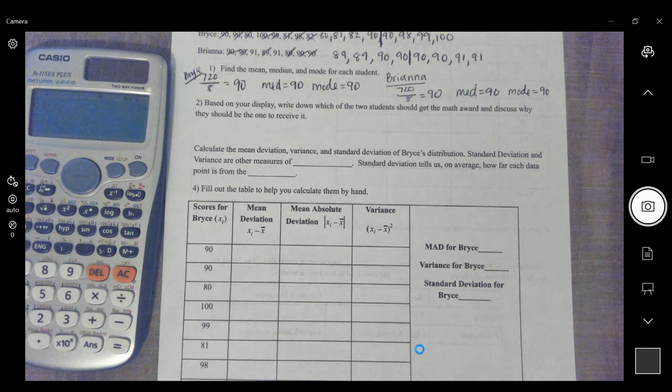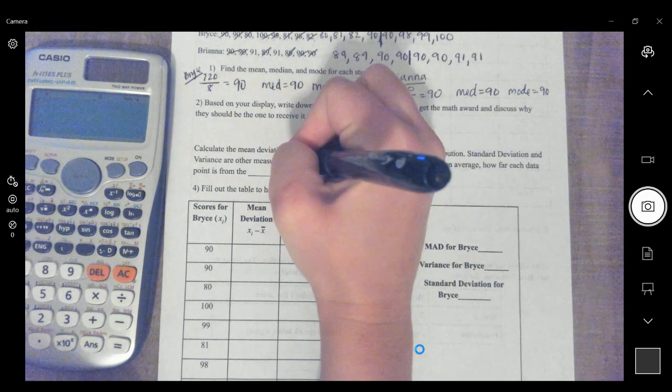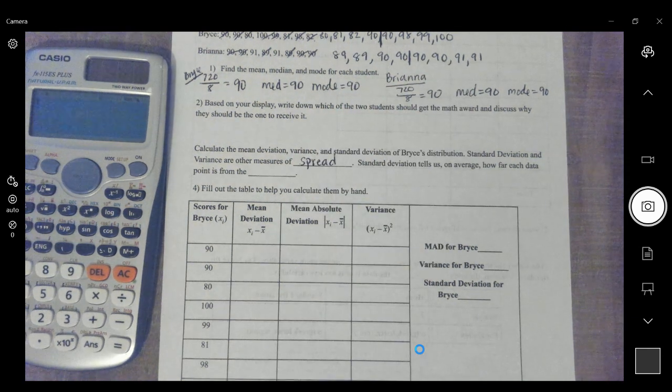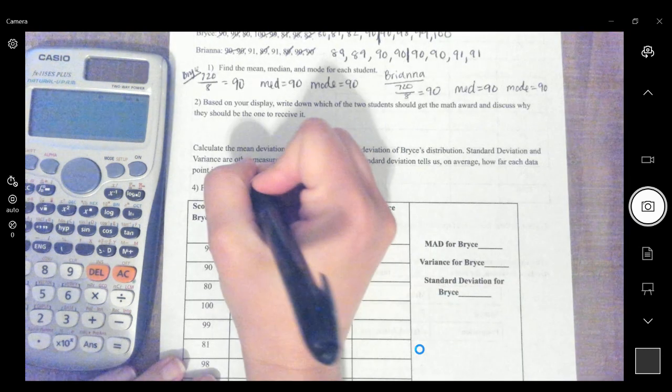All right, so now what we're going to do is calculate the mean absolute deviation, the variance, and the standard deviation of Bryce's distribution. Standard deviation and variance are other measures of spread. Okay, just like mean absolute deviation, it's going to measure how far apart your numbers are. So standard deviation tells us on average how far each data point is from the mean.